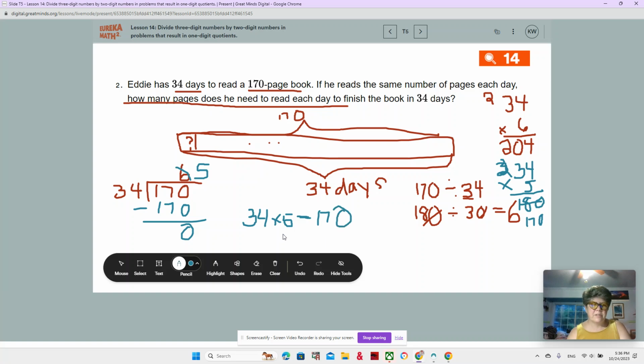So how many pages does he have to read every day? We got to write that out. Eddie needs to read 5 pages per day. Hey, not too bad. He could probably get finished twice as fast if he read 10 pages per day.